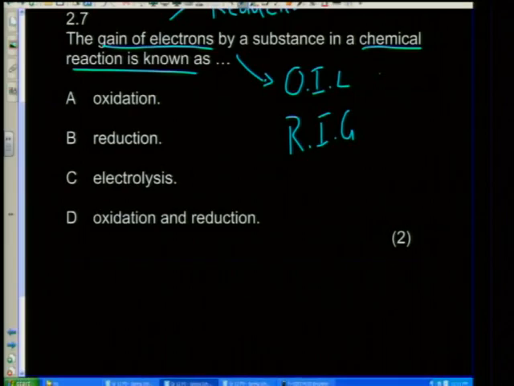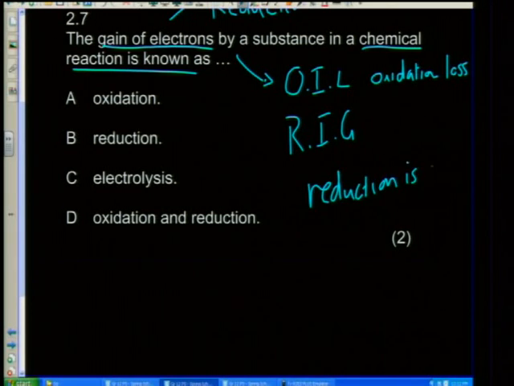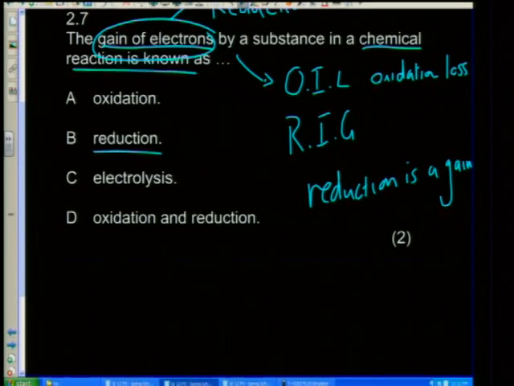Oil stands for oxidation is a loss of electrons, and reduction is a gain. So what we need to recognize is that a gain of electrons by a substance is known as reduction. There's no argument about this. Guys, they can get tricky because they can start introducing something called agents, chemical agents: reducing agents and oxidizing agents.